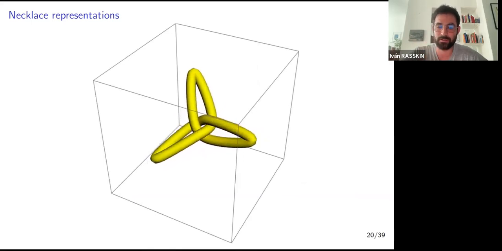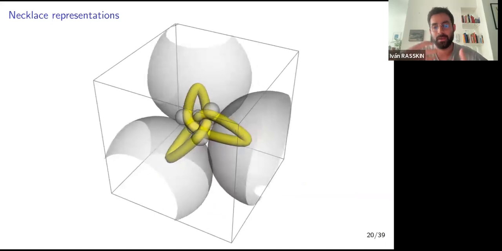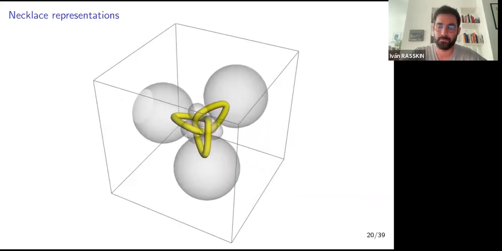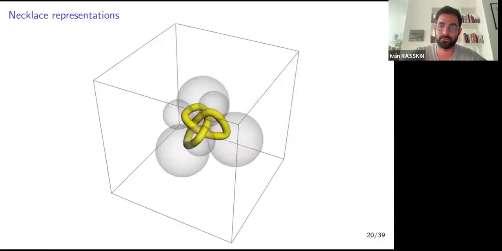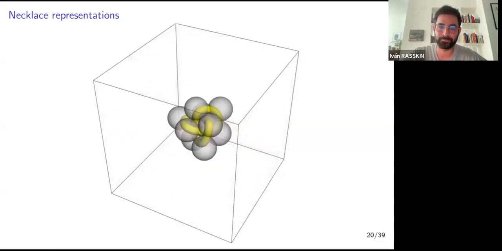If we want to define such a deformation, we can use this necklace representation and apply a Mobius transformation that is going to preserve this sphere packing. The sphere packing is going to protect the topology and the self-intersection of the knot.